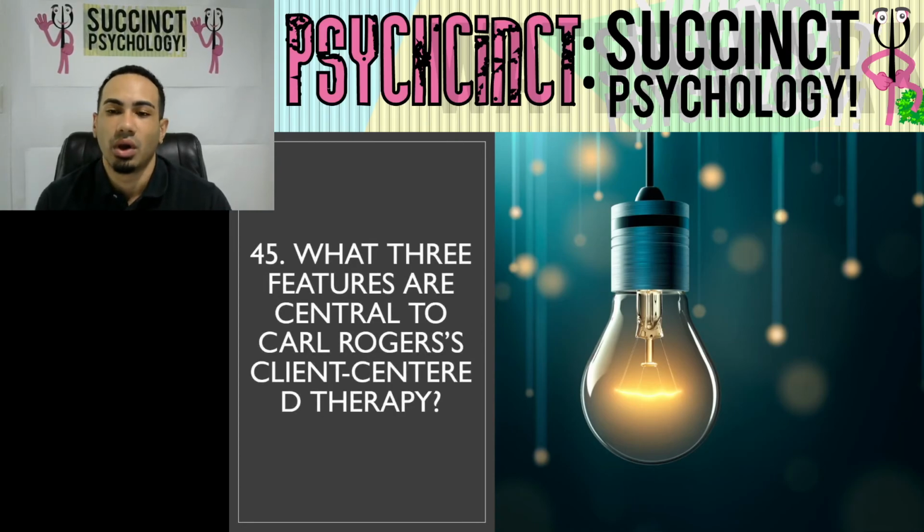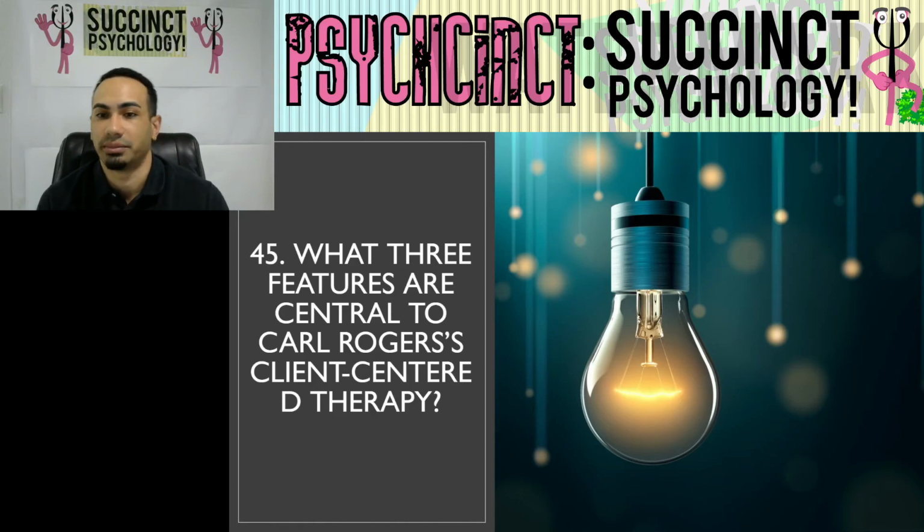All right. What three features are central to Carl Rogers' client-centered therapy? Let's think about this. So, okay, Carl Rogers, client-centered therapy. So we know we're dealing with humanism because Carl Rogers was a humanist and client-centered therapy is the hallmark of humanism. So what are the three central features of humanism? Well, we discussed one already not too long ago. I'll give you that one. It is unconditional positive regard. So that's the first and one of the biggest ones of humanism.